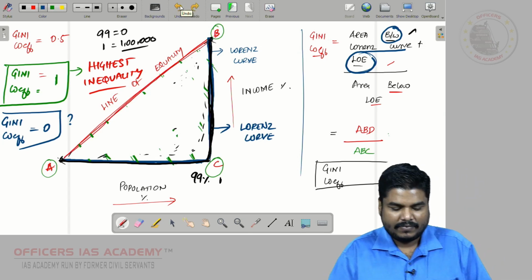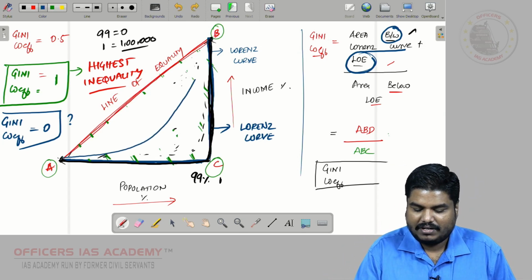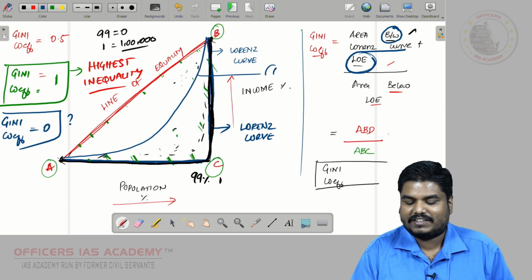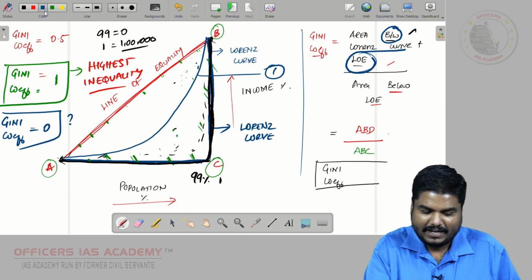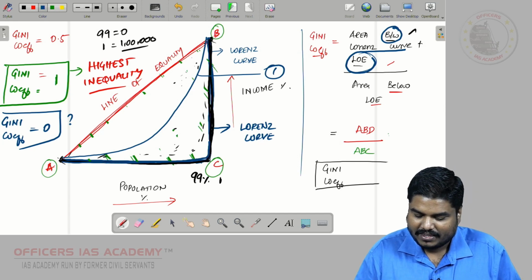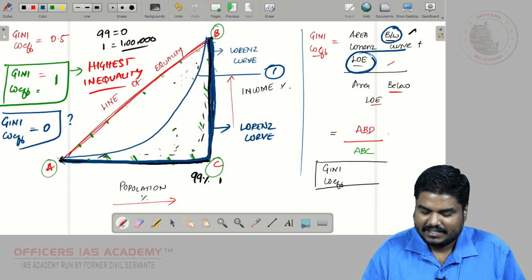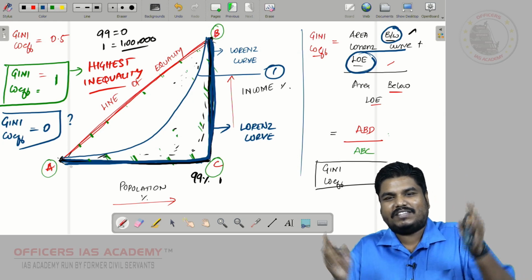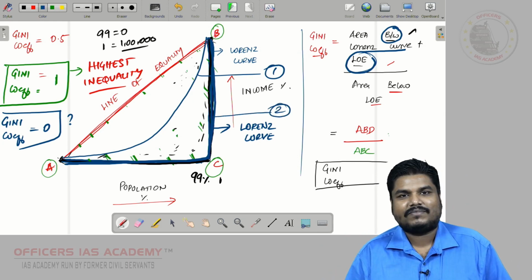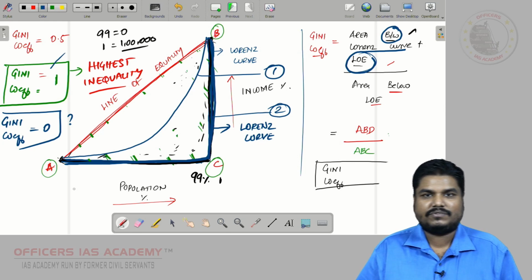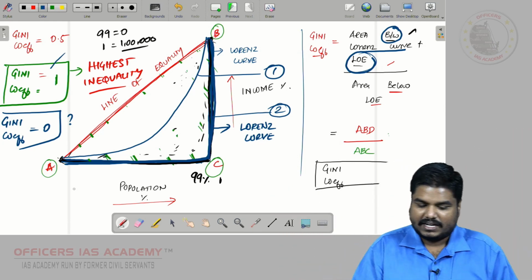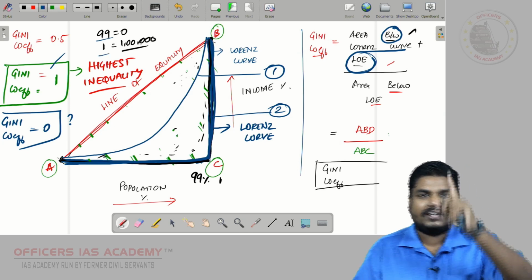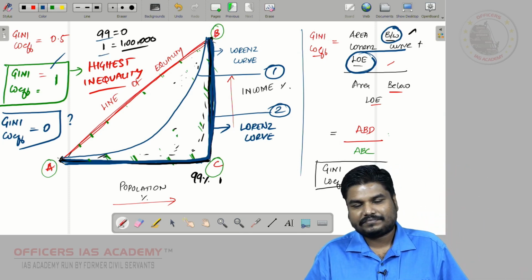Listen carefully. In the first example the Lorenz curve was like this, that was the first case. In the second case the Lorenz curve matched in this way. In the second case, almost the Lorenz curve was matching with the xy axis. In the second case only we got Gini coefficient as 1, and when Gini coefficient is 1, that means maximum inequality, because 99 people are earning 0, only 1 is earning 1 lakh rupees.